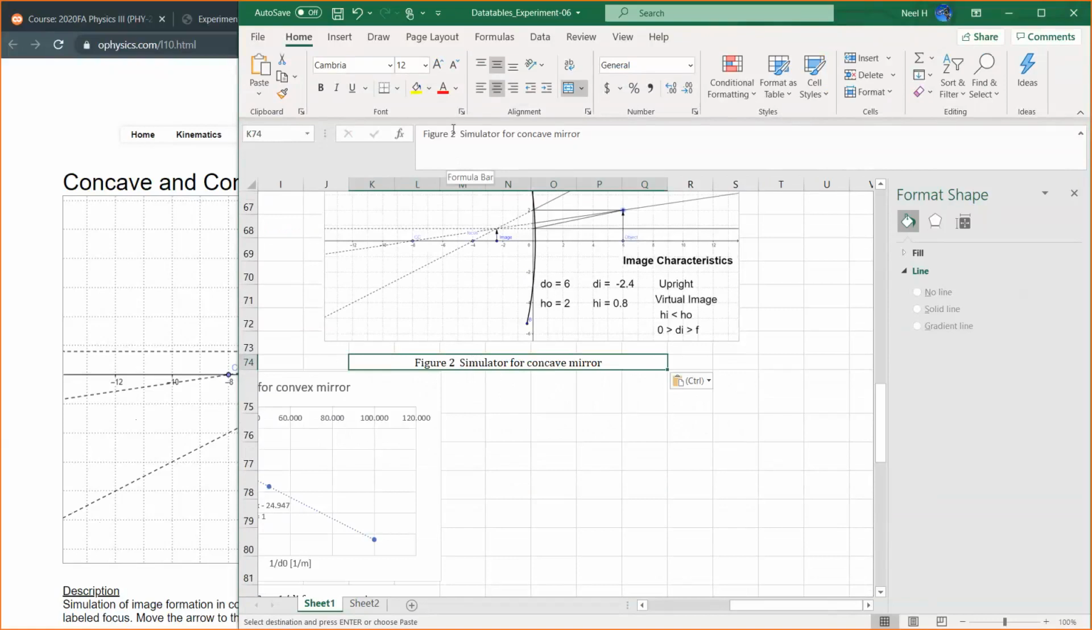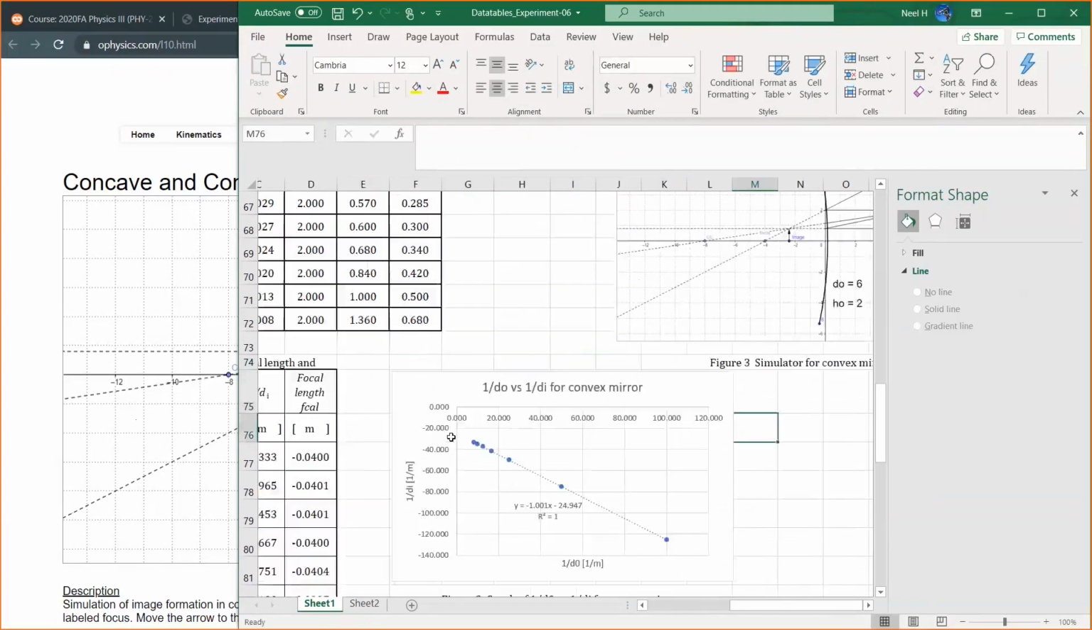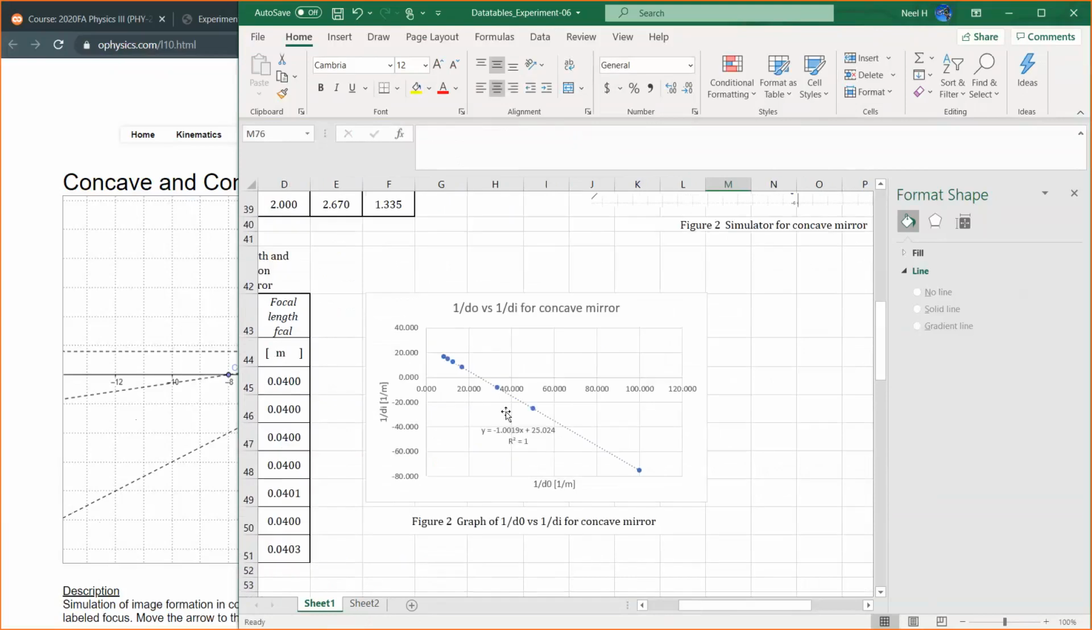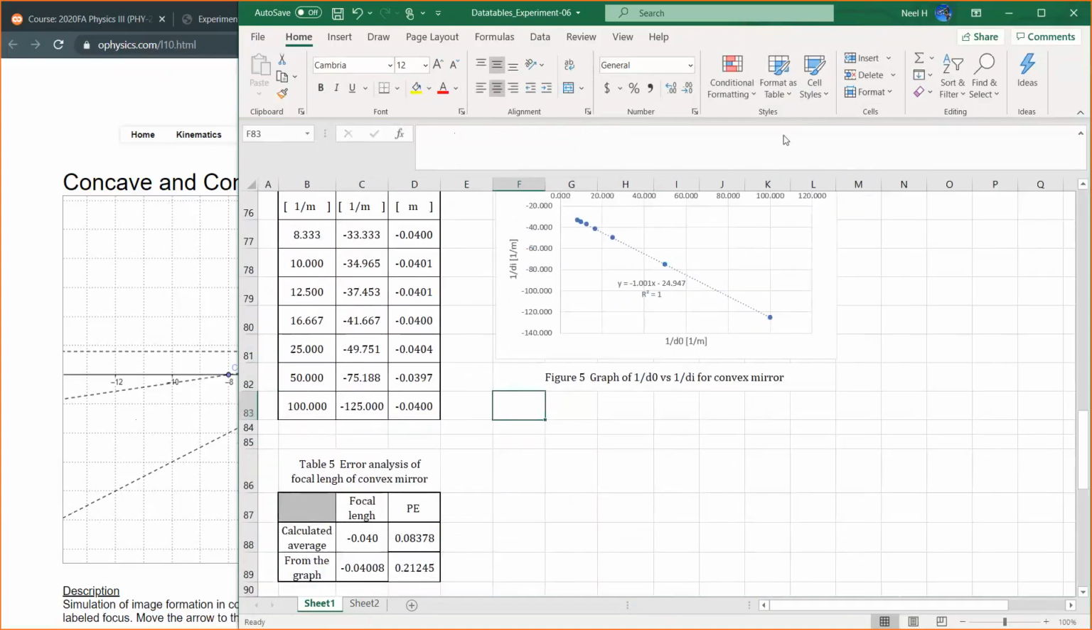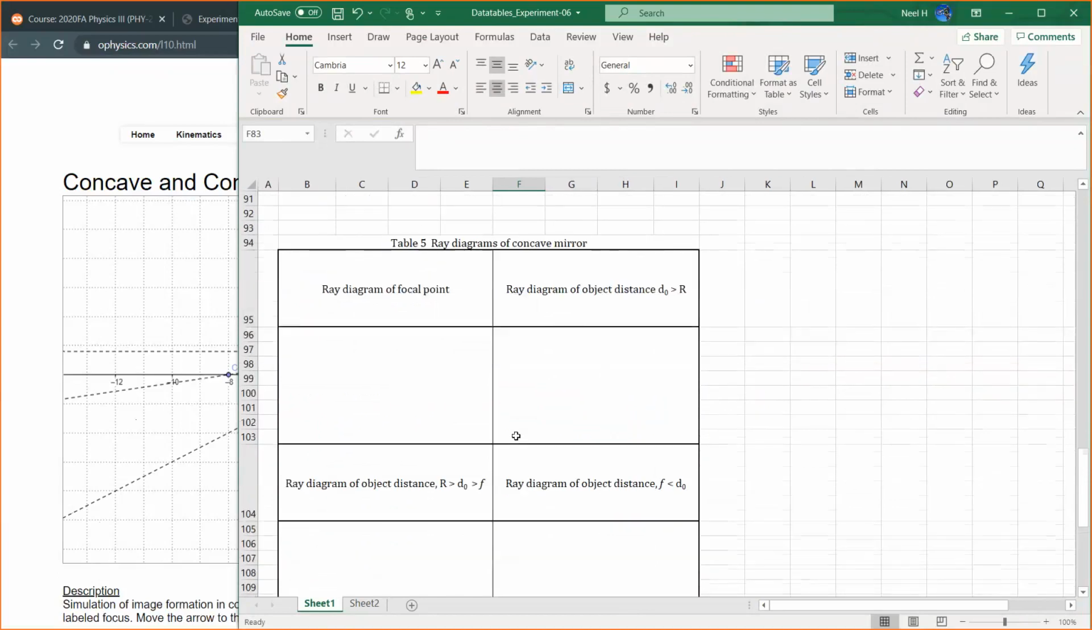These 3 figures should go into your procedure section. Okay, now this is for convex. And because of that, the figure numbers on this graph should start at figure number 4. Actually, this should be figure 4. Then this should be figure 5. Okay, now the only thing we have to do is go to the next section.